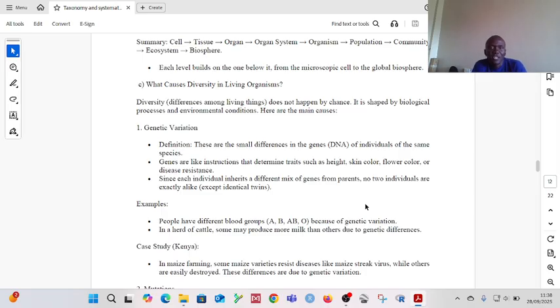These differences do not happen just by chance. These differences are created and shaped by biological processes and environmental conditions. So there are biological processes and environmental conditions that will create these differences. Among the main causes of diversity in living organisms include 1. Genetic variation.